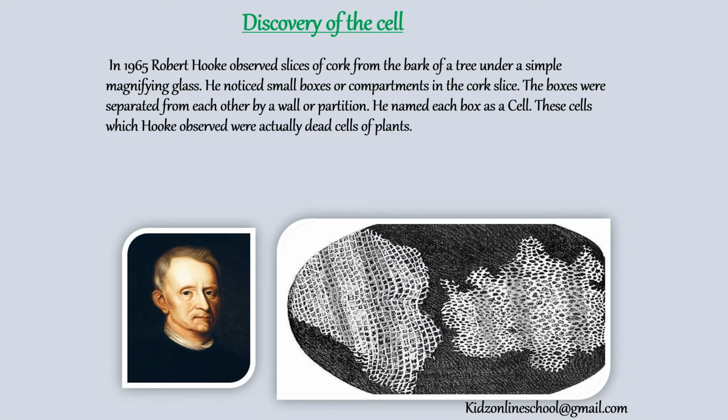Discovery of the cell. In 1665, Robert Hooke observed slices of cork from the bark of a tree under a simple magnifying glass. He noticed small boxes or compartments in the cork slice. The boxes were separated from each other by a wall or partition. He named each box a cell. These cells, which Hooke observed, were actually dead cells of plants.